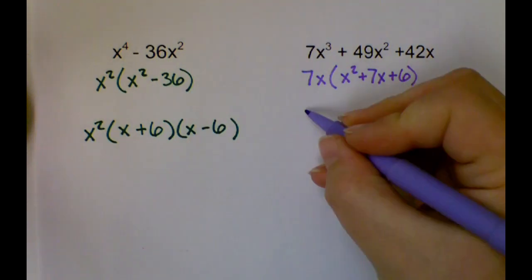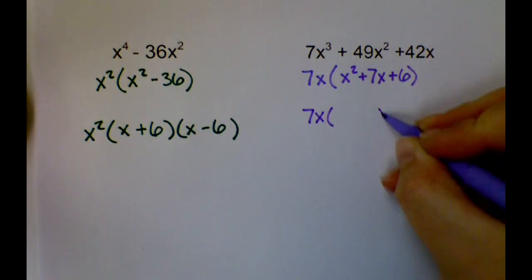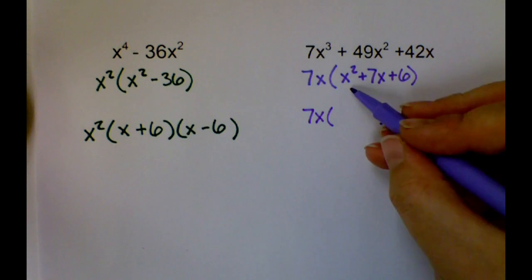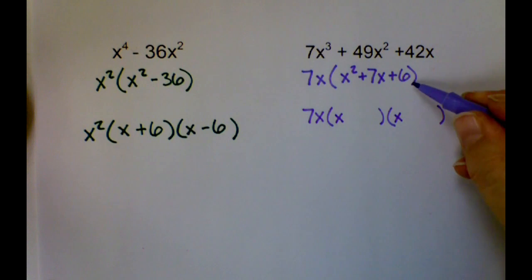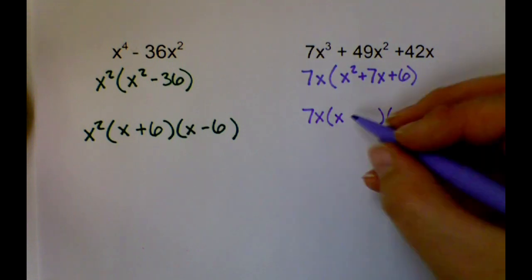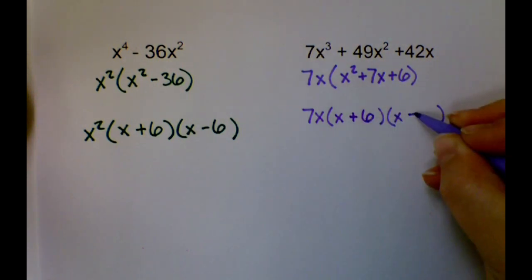So now my 7x comes along for the ride. Make my 2 sets of parentheses. The only way to break apart x squared is x and x. Two numbers that multiply to 6 and add to 7 are positive 6 and positive 1.